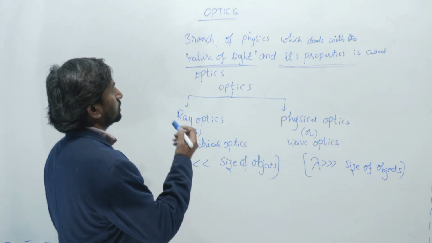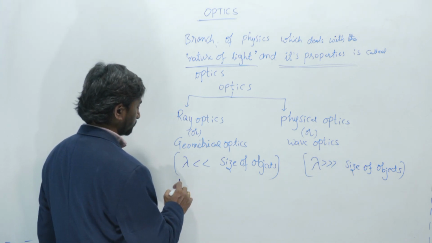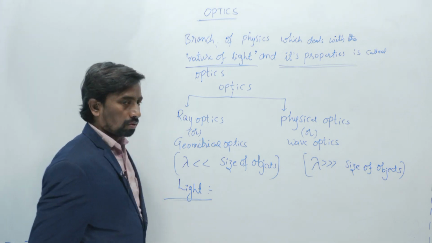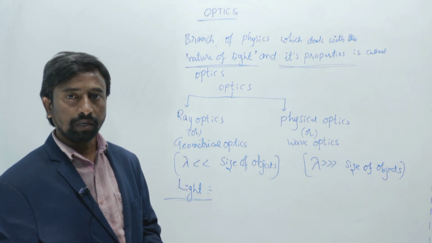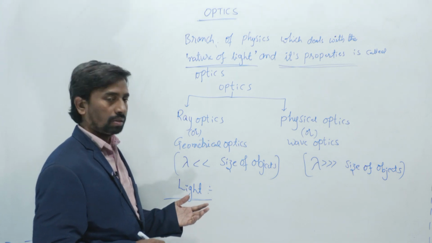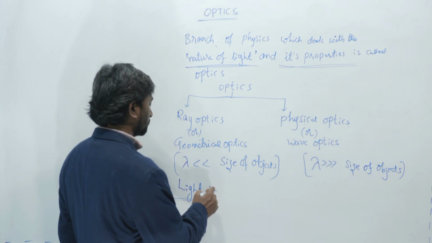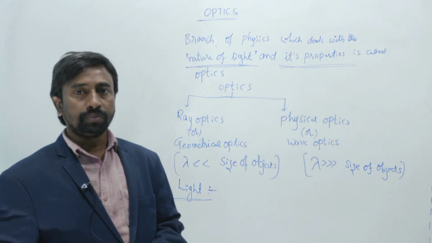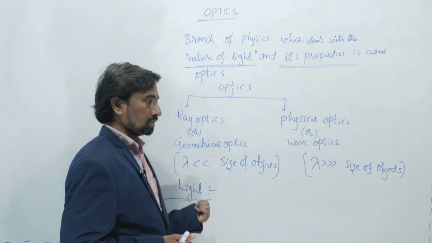As optics explains the nature of light, we should understand what light actually is. Light is a form of energy which gives the sensation of sight or vision. Even if we have eyes, we cannot see the objects around us without light. Only if there is light can we see.